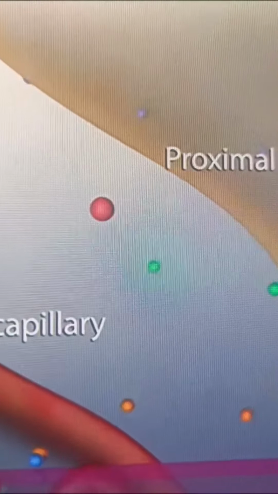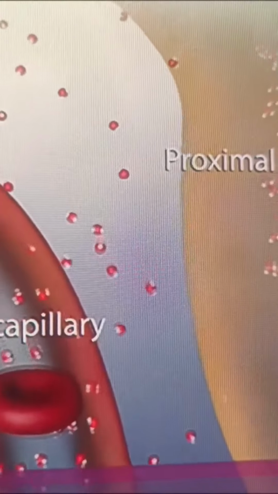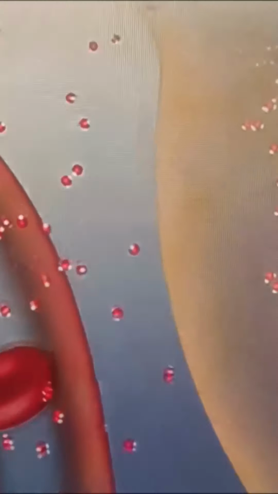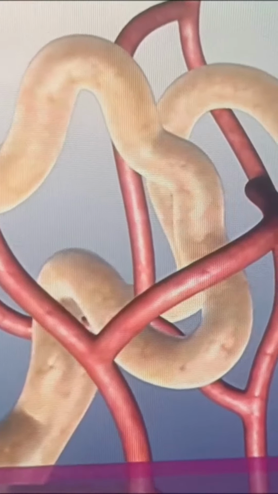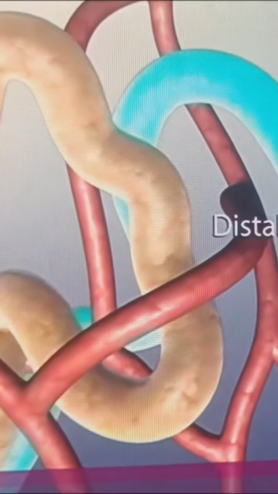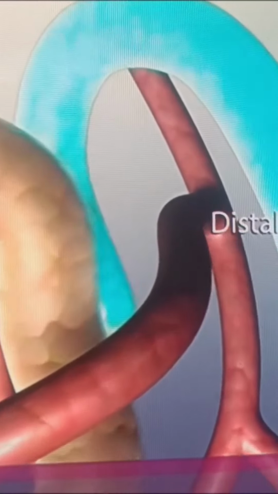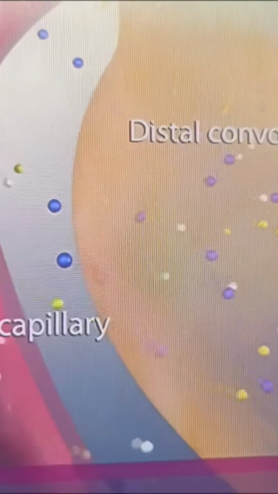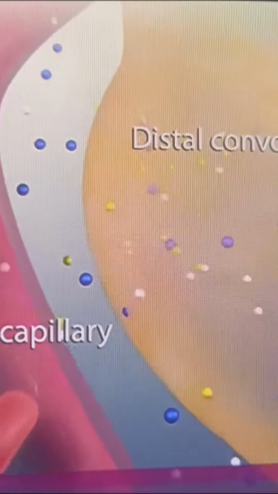The final step of urine production is tubular secretion, which occurs primarily in the distal convoluted tubules. These tubules extract larger nitrogenous bases, excess hydrogen ions, and excess potassium ions from the peritubular capillaries and secrete them into the tubular fluid.